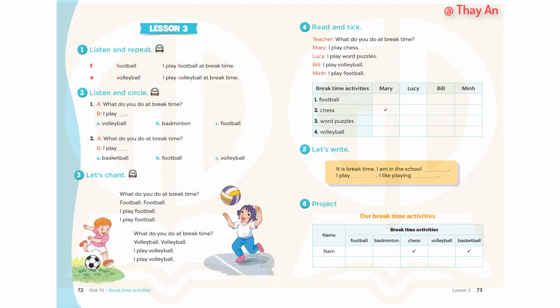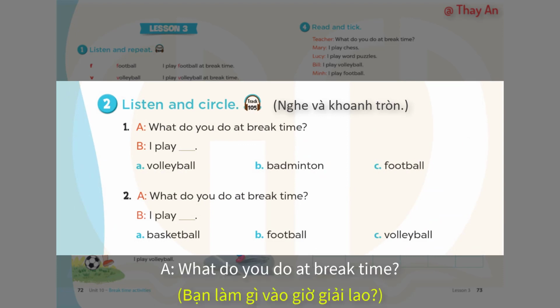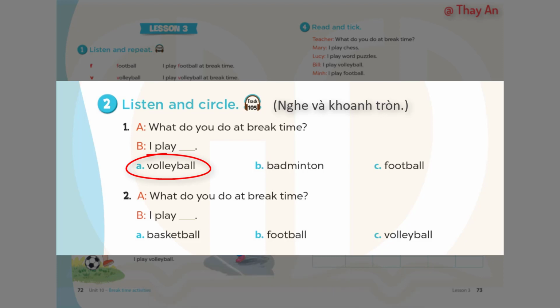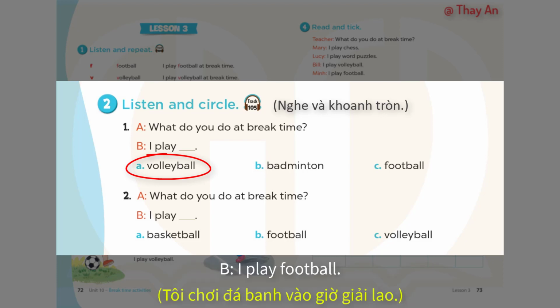Page 72. Lesson 3. Activity 2. Listen and circle. 1. What do you do at break time? I play volleyball. 2. What do you do at break time? I play football.